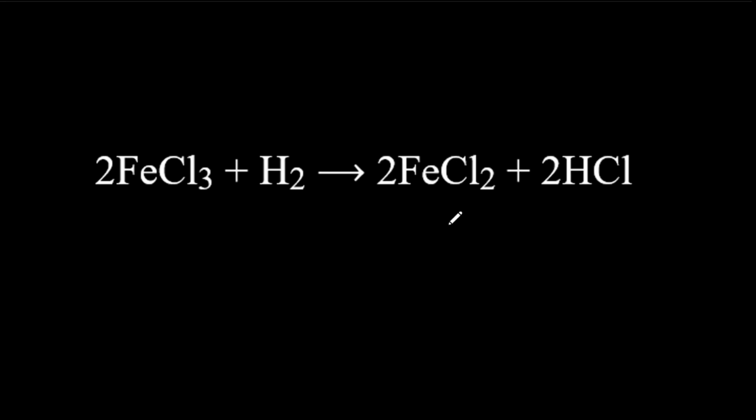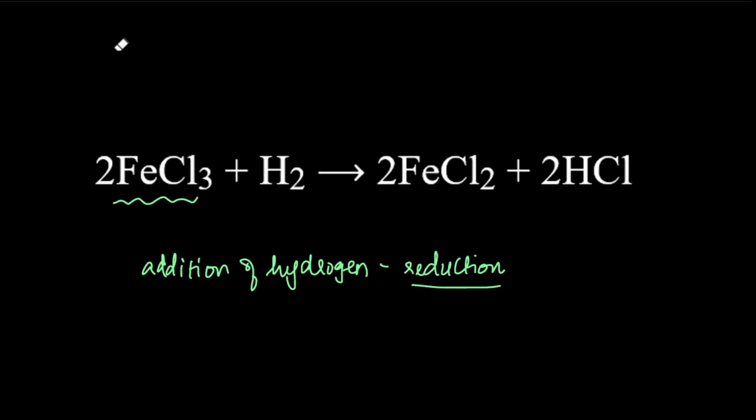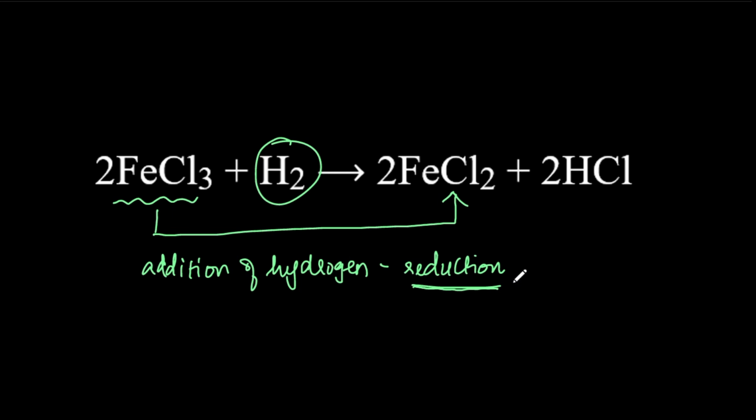Now we will go to the next equation. FeCl3 plus H2. For the first compound, hydrogen is added. So what is addition of hydrogen? Addition of hydrogen is clearly reduction. So the first compound is reduced. Now let us compare the reactant side and the product side. FeCl3 is converted to FeCl2. FeCl3, we already said, is reduction. Why is it reduction? Because hydrogen is added. So in the first definition, addition of hydrogen is reduction.